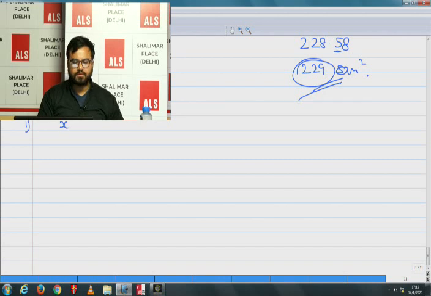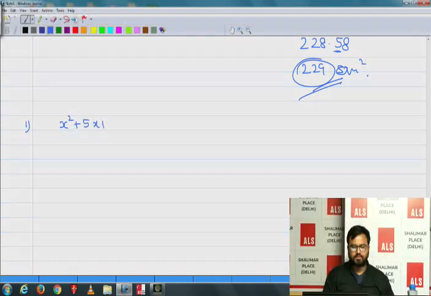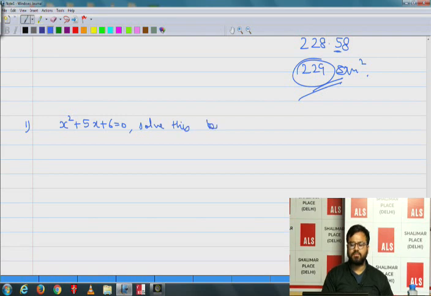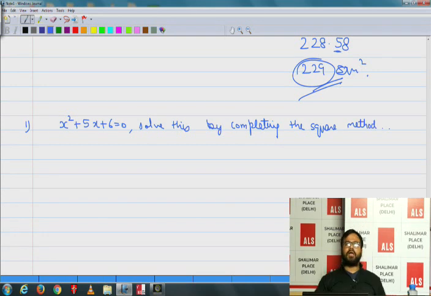Okay. Solve this by completing the square method. x square plus 5x plus 6 is equal to 0, although a very basic quadratic equation, and you might remember that we have used this quadratic equation many times. But right now you have to solve this by the completing the square method.